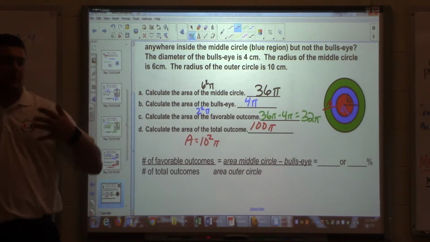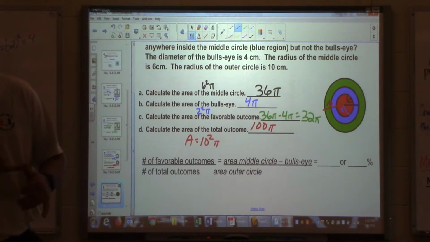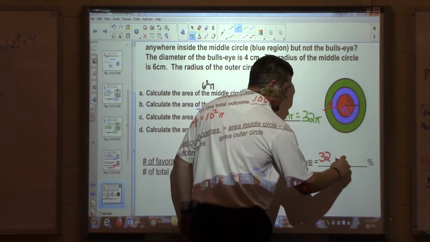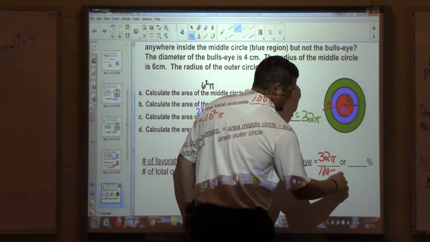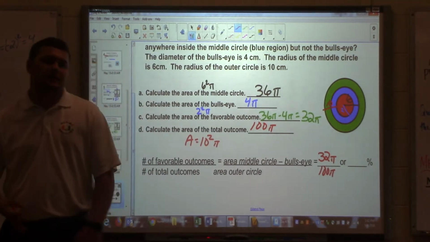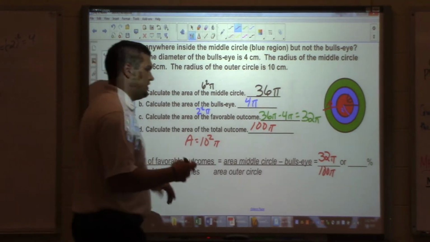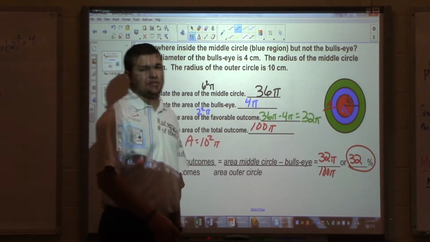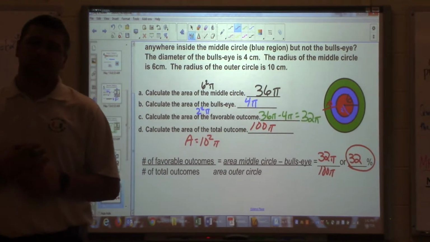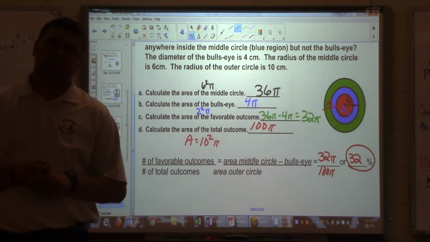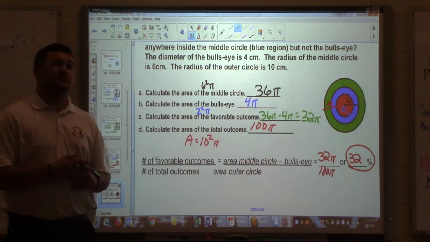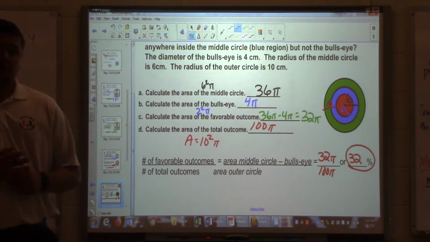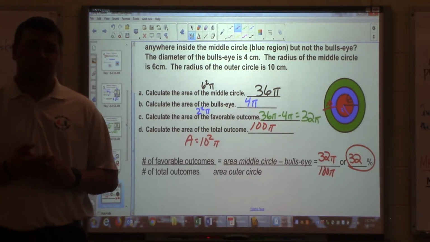So now if I want to do the probability, I'm going to take my favorable outcome, which I found out was 32 pi, and put it over my total, which is 100 pi. The pi's cancel out. I get 32 over 100, which turns into 32%, which I believe comes out to 8 over 25. Any questions?